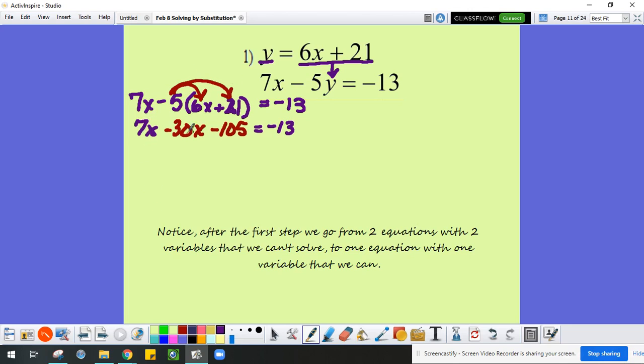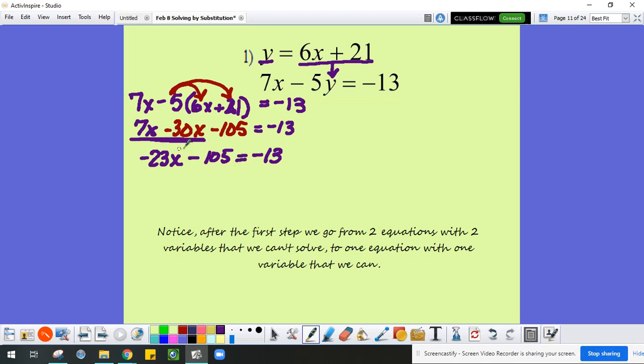After you do distributive property, you're going to combine like terms that are on the same side of the equal sign. So 7x and minus 30x are on the same side of the equal sign. So they can go directly together. 7 minus 30 is negative 23x. But I still have my minus 105 and my equals negative 13.